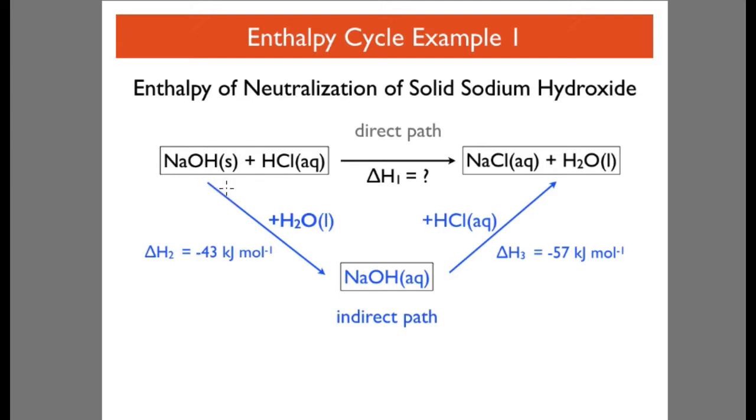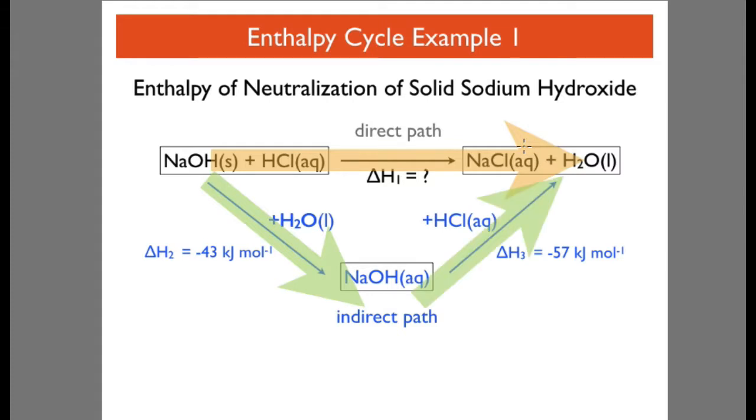The indirect path here is the sodium hydroxide dissolves first in water to give aqueous sodium hydroxide. Then the aqueous sodium hydroxide reacts with aqueous HCl to give us the sodium chloride and water. And as we know, this path here is going to equal the sum of this path, H2, and delta H3. So delta H1 will equal delta H2 plus delta H3.